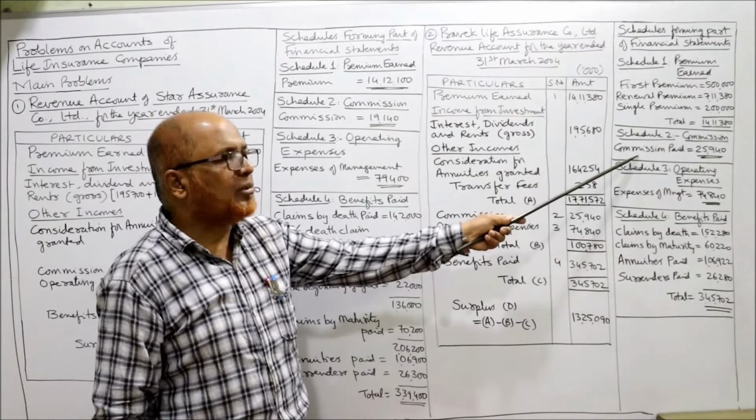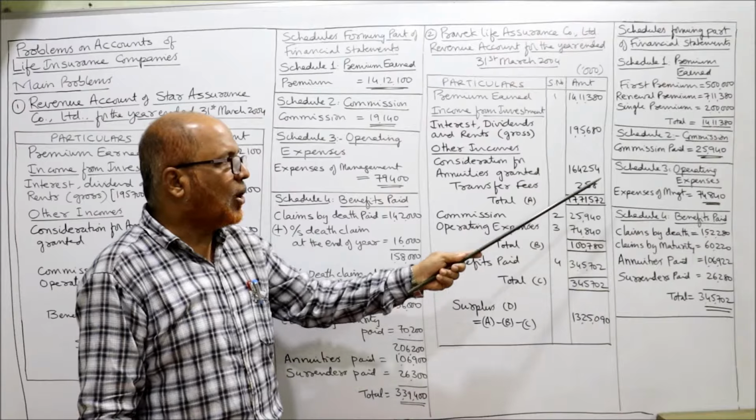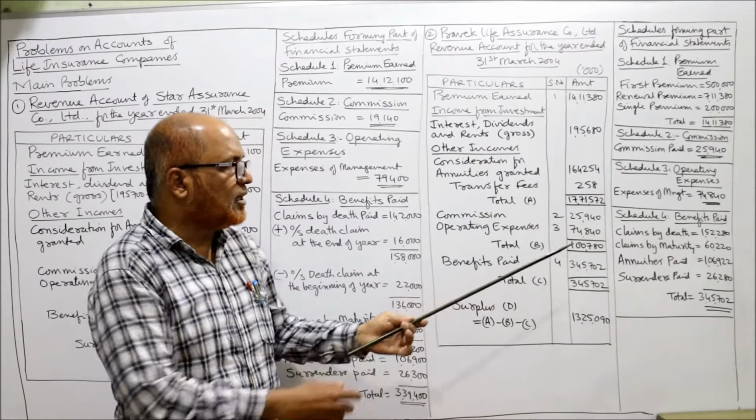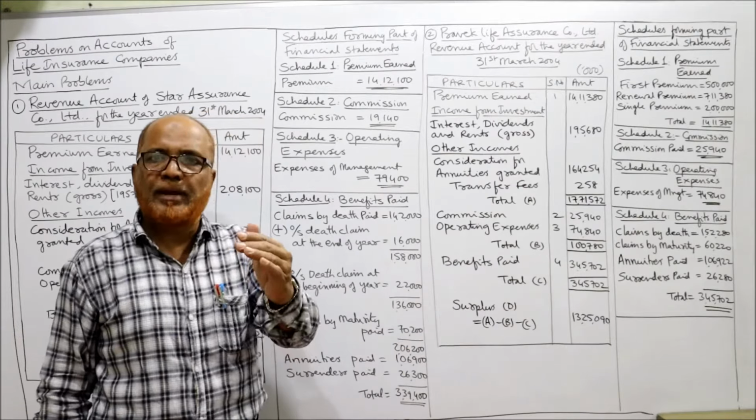Now schedule number 2, commission paid. Given in the problem, commission paid 25,940 I have taken. Operating expenses, expense of management 74,840, same thing I have taken. The total of second schedule and third schedule 1,07,80. So A completed, B completed.